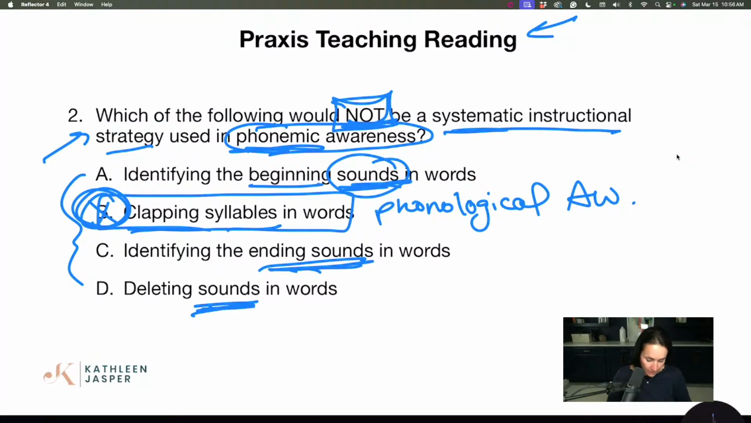Okay. So that's why B is the best answer, because we're looking for the "not" answer choice. Okay. So phonological awareness is decoding of words.